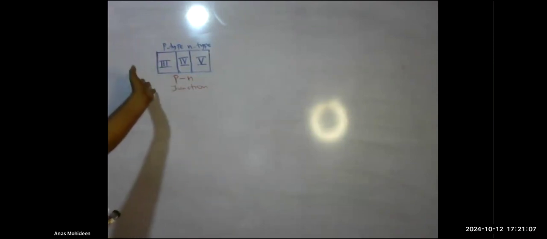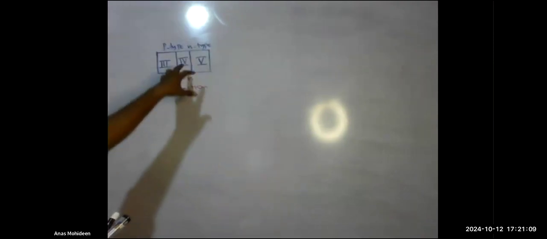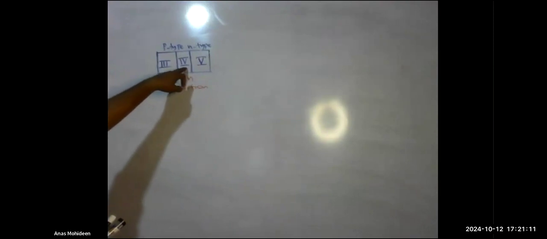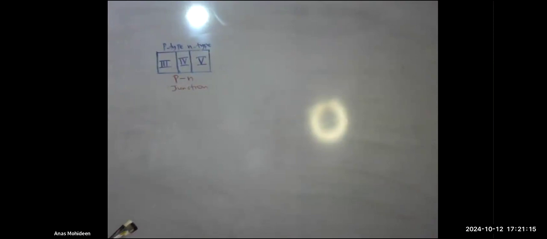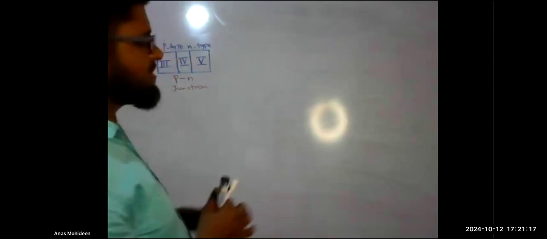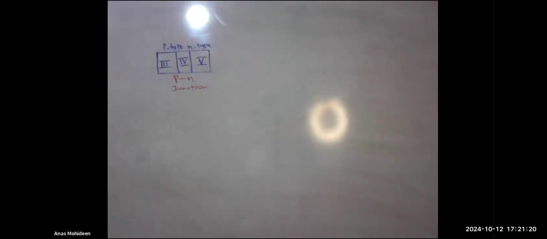One side the third group, the other side the fifth group, and the middle is the pure state intrinsic semiconductor, that is the fourth group. So that means it will balance. It will balance means there is a sort of change happening. That change is what we are going to learn. So you see 3, 4, 5, 3 parts are there.